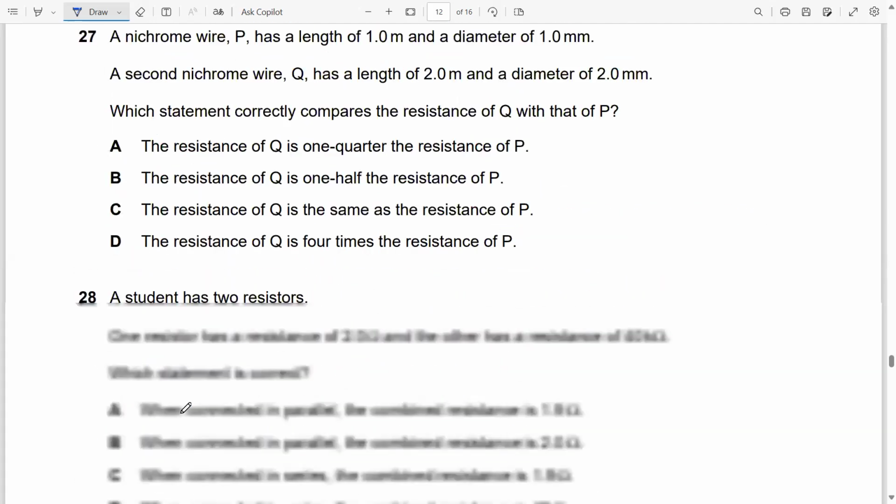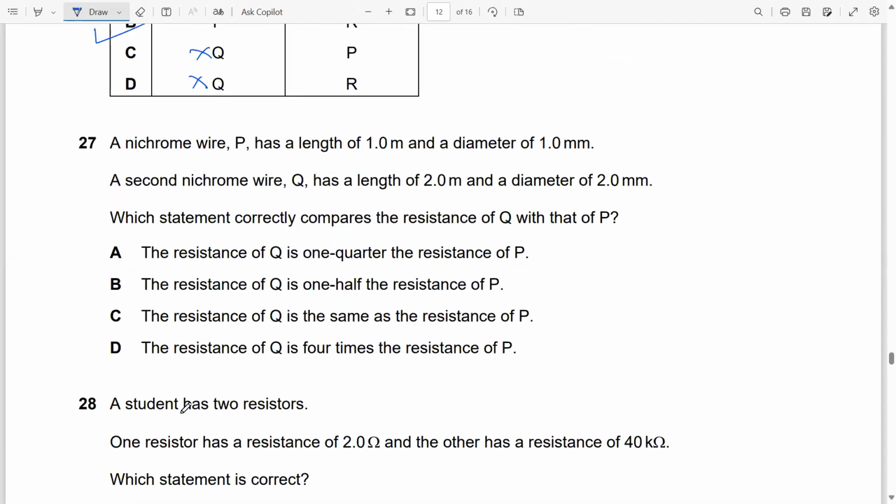Question number 27. A nichrome wire P has a length of 1 meter and diameter 1.0 mm. A second nichrome wire Q has a length of 2 meter and diameter 2.0 mm. Which statement correctly compares the resistance of Q with that of P? So when length and diameter are given, we can use this formula for calculating resistance. Resistance R is equal to rho L by A, where area is given as pi d square by 4.